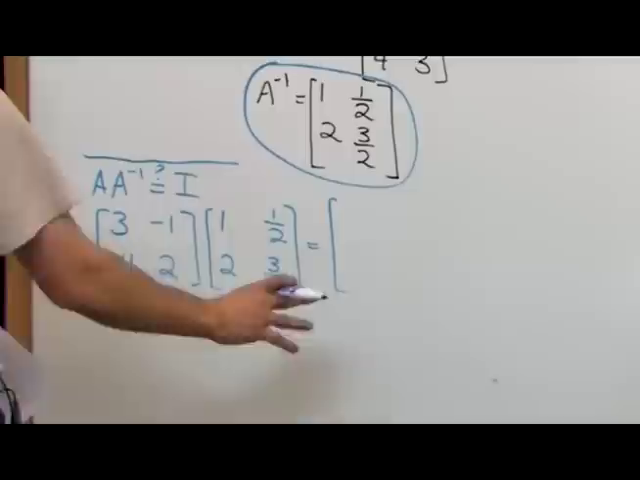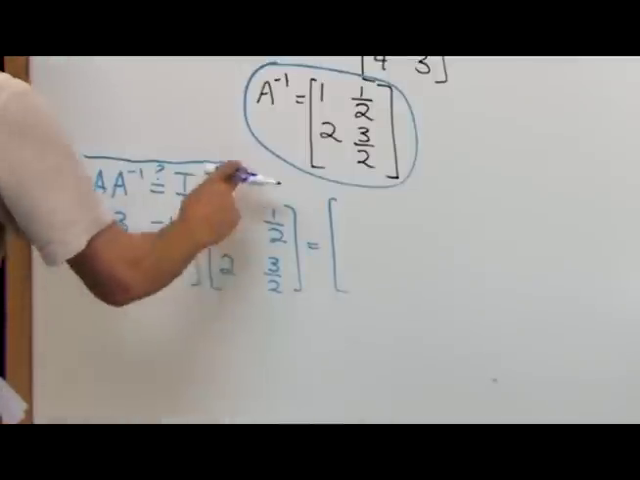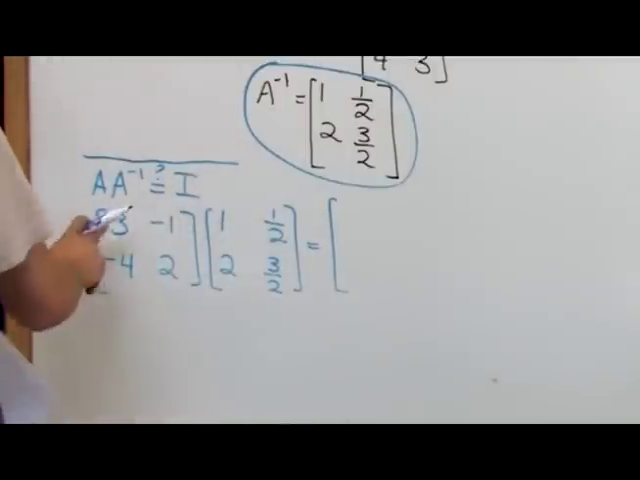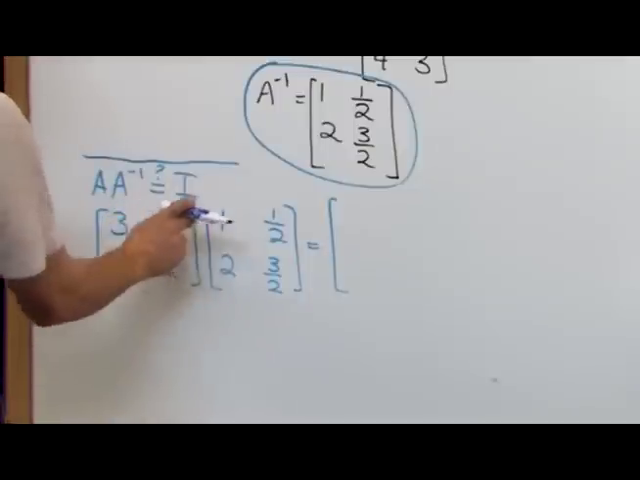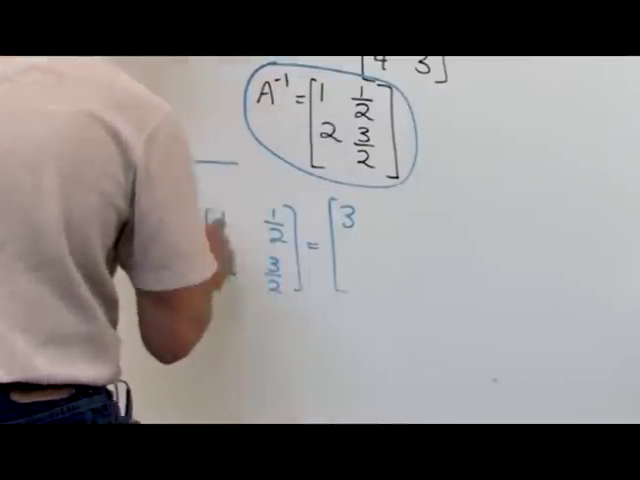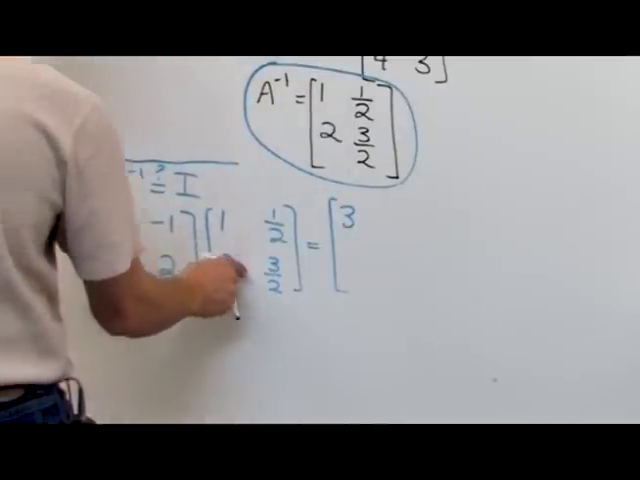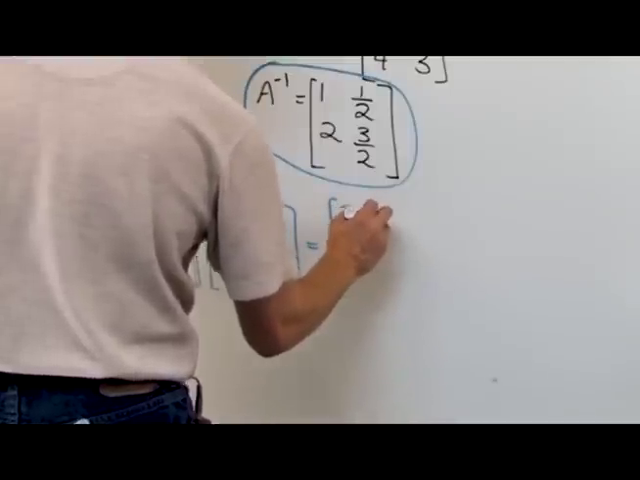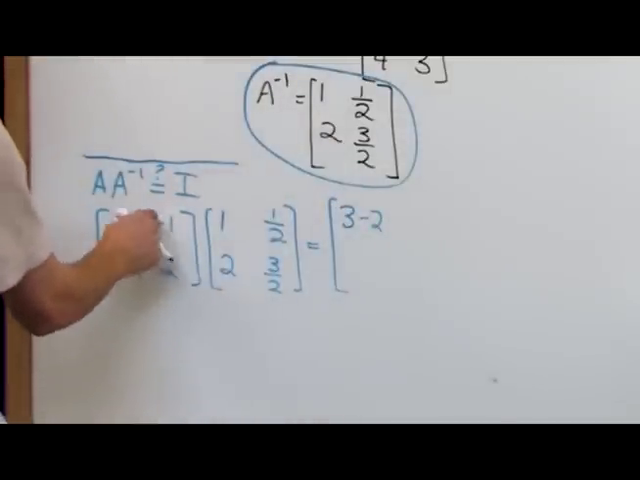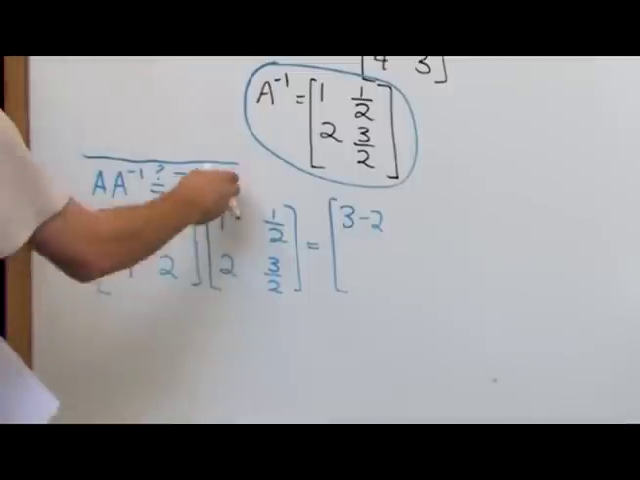So we're going to go and do this matrix multiplication. We're going to go over and down, over and down, over and down, just like we always do. So let's start. Over and down. 3 times 1 gives me 3, plus negative 1 times 2 gives me negative 2. Over and down. This times this plus this times this. Okay, go to the next column.